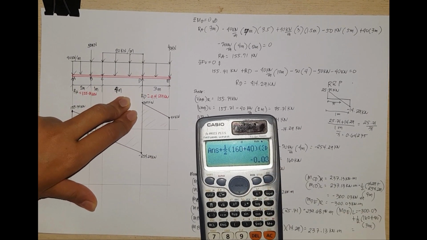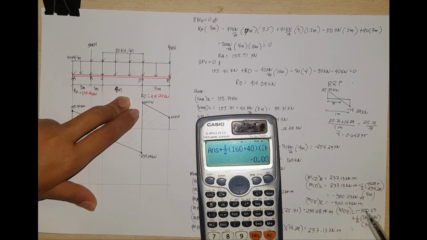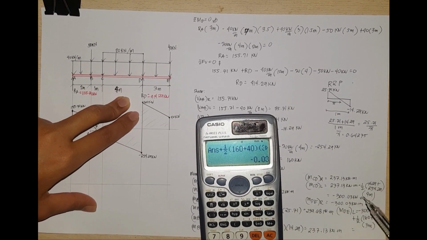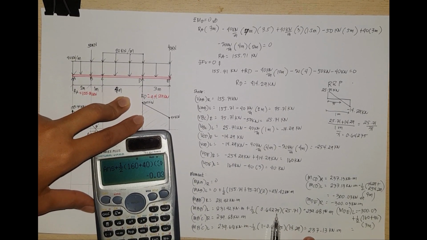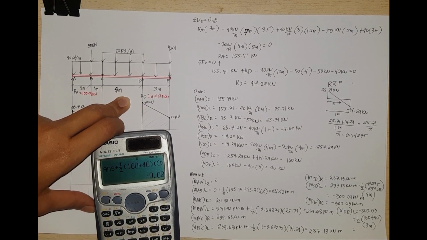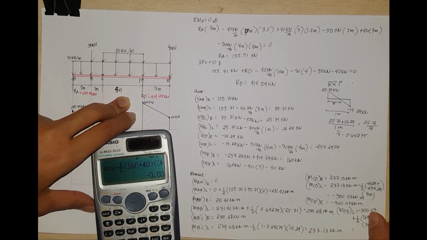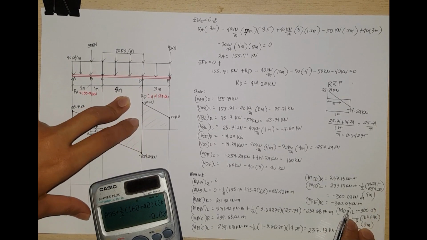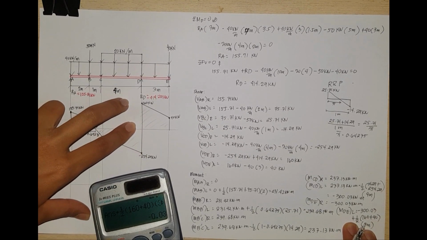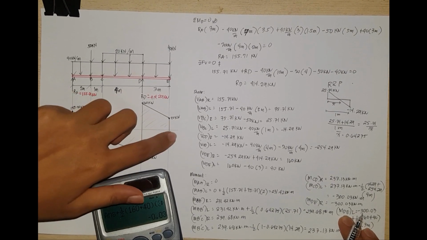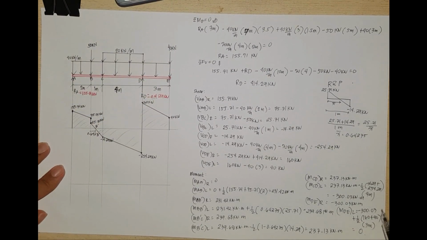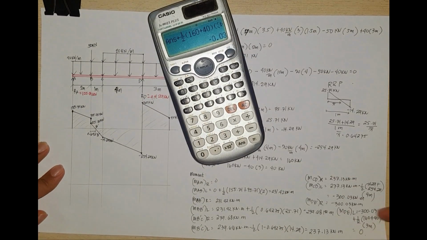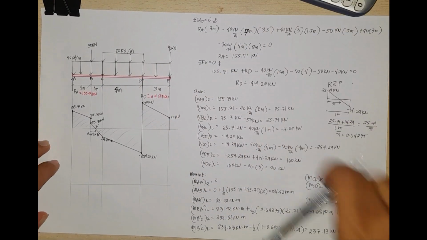So we have 0.03, which you can neglect. This is considered 0 because our rounding off in the first part may not be consistent, since we used 5 decimal places and the other 2 decimal places. So we can assume that this is 0. So our moment diagram closes at segment DE left. Let me show you. Neglect this one, or assume this 0.03 as 0 kilonewton meter.